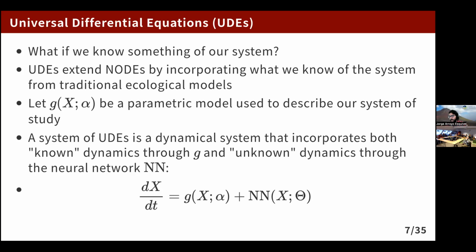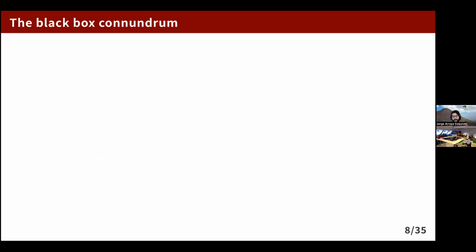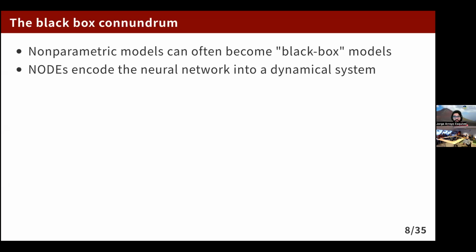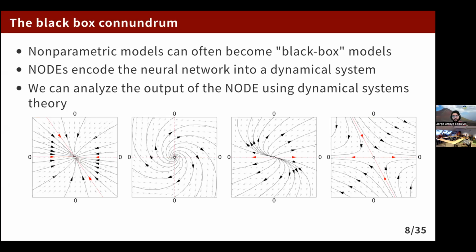And well, this is all good, but we have a problem about black boxes, right? Non-parametric models can often become black box models. So that means that we don't know what's happening underneath the neural network. But the nice thing about NODEs is that they encode the neural network as a dynamical system. And we have a lot of different tools from dynamical system theory that we can use to learn and understand what the neural network is doing in the background.